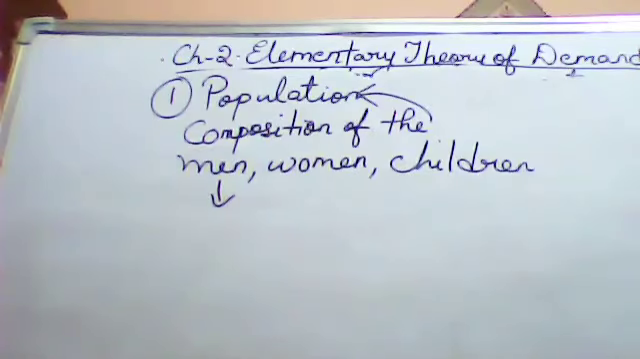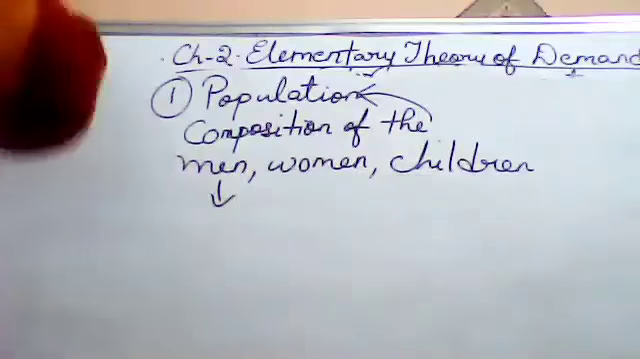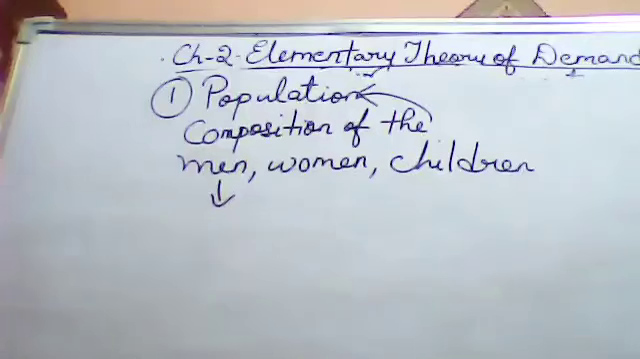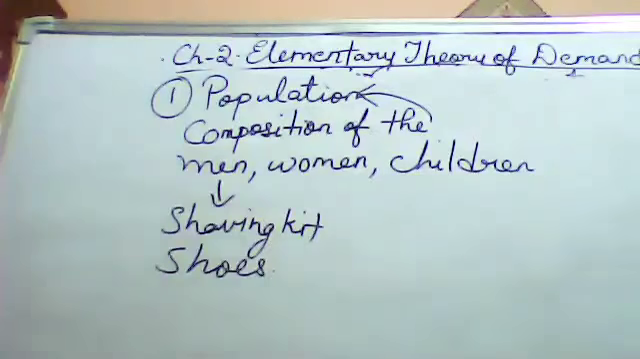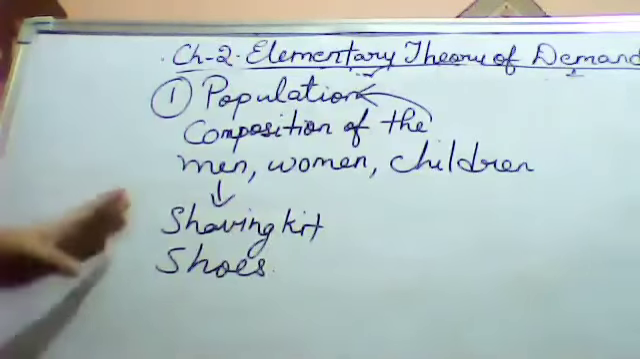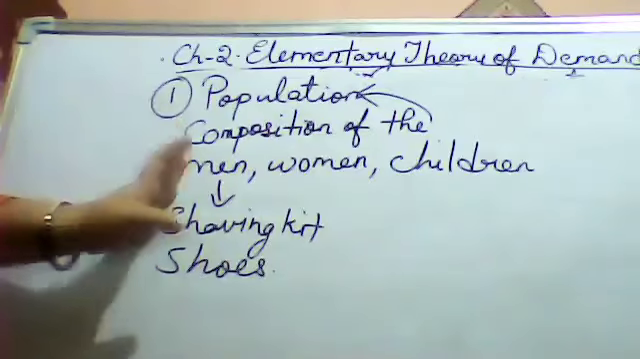And the quantities which men consume. For example, give an example. Shaving, men's shoes, shaving cream, trimmers can be there. Then shoes, sports shoes mainly. So all this demand will be more if there are more men in the population.